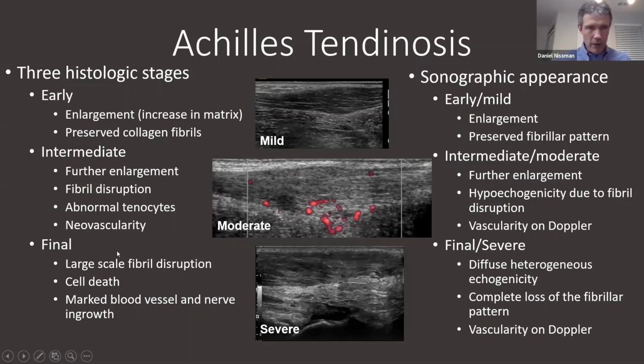And then the final histologic stage, what we would call severe tendinosis, is we get large-scale fibril disruption. We also get marked blood vessel and nerve ingrowth. And as you can see here, it's markedly thickened and hypoechoic. There's really complete disorganization of the fibrillar pattern. So these basically mirror each other.